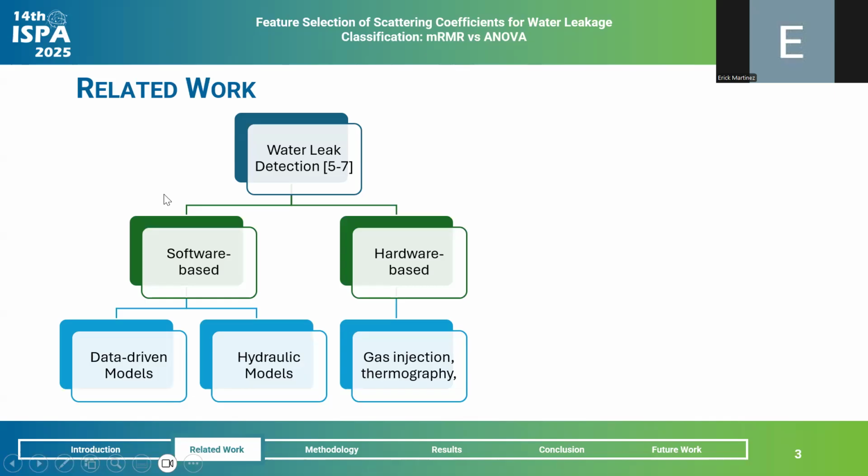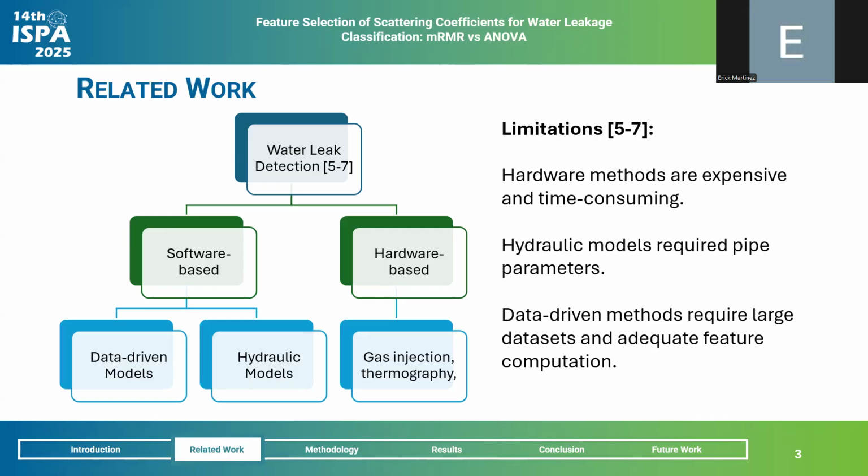So in the literature, there is already a plethora of methods that have tried to detect water leakages. In particular, we can divide these methods into hardware-based methods like using gas injections and thermography. And also we have software-based methods. We can divide software-based methods between hydraulic models, where basically we need to generate a dynamic model of the water network, and also the use of data-driven models. For instance, based on the historical data of the water network, maybe we can use a technique to generate a model based on that historical data.